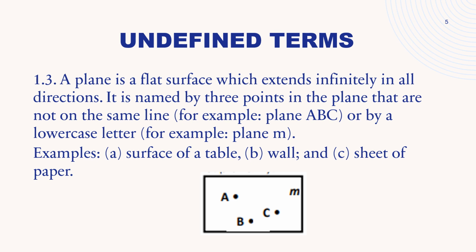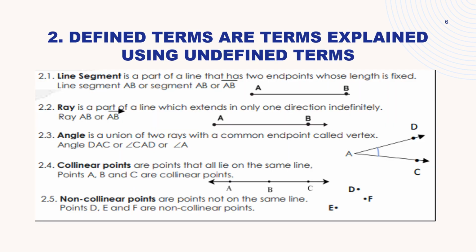Another is the plane. A plane is a flat surface which extends infinitely in all directions. It is named by three points that are not on the same line, for example, plane ABC, or by a lowercase letter, we call it plane M. Examples: the surface of a table, the wall, a sheet of paper. These are examples of a plane. All right, so we have here the undefined terms.